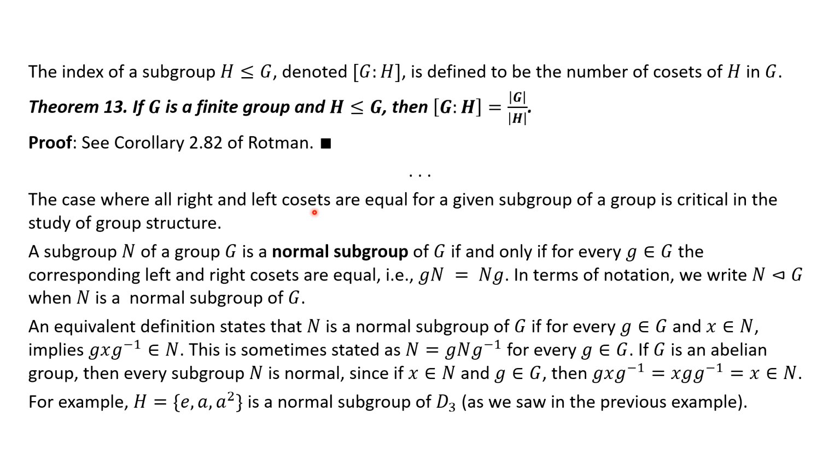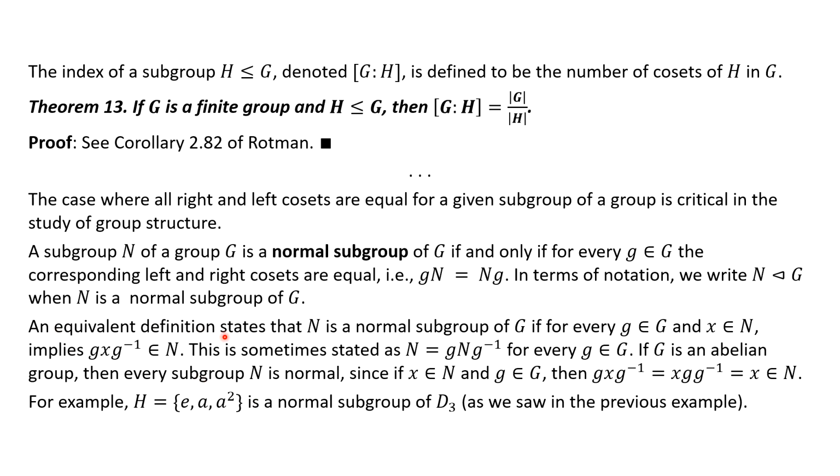The case where all right and left cosets are equal for a given subgroup of a group is critical in the study of group structure. A subgroup N of a group G is called a normal subgroup of G if and only if for every g, small g, in our group G, the corresponding left and right cosets are equal. In other words, we have this property for every small g within our group G. In terms of notation, we write it this way here. So a subgroup we write this way if it's just a subgroup, and if it's a normal subgroup, we have this little triangle notation if N is a normal subgroup.